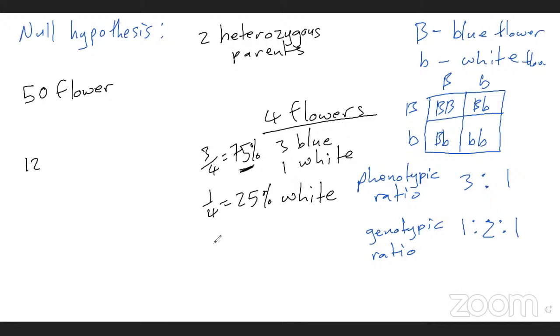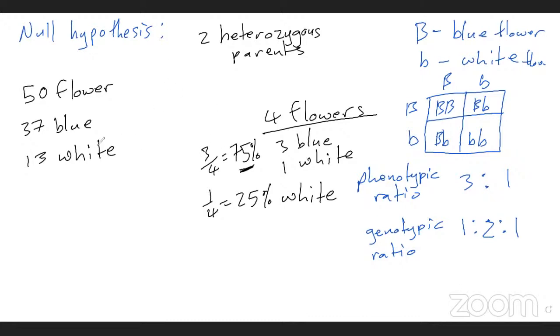Out of the 50, it would have been 12.5, so 37 blue and 12, but round it off to 13 would be white. I don't round off the blue too because it's 37.5, so one would have to be rounded off.